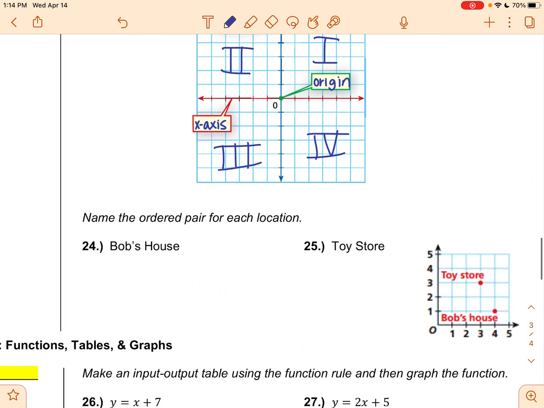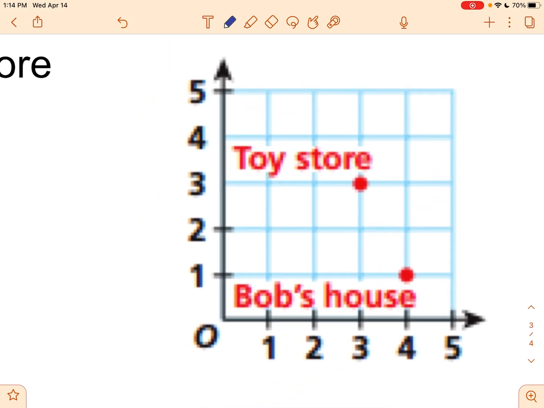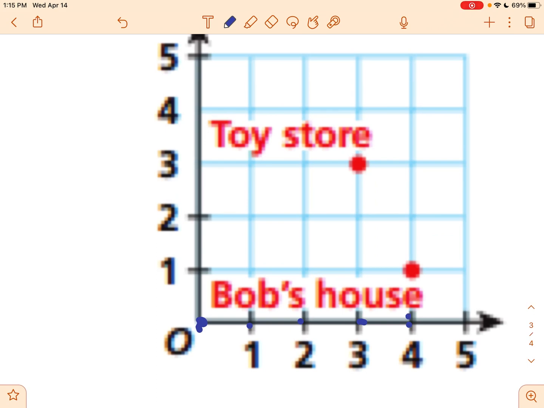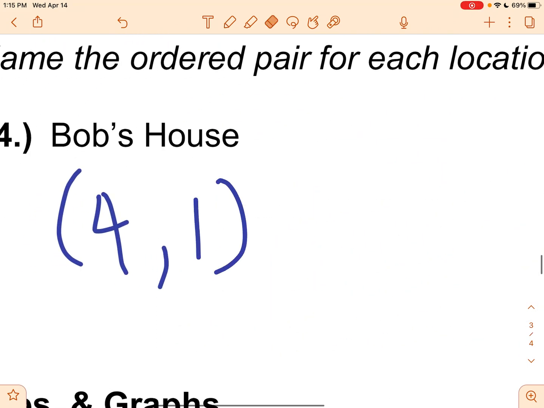Fabulous. Now we need to name the ordered pairs for each location for number 24. So Bob's house, we need to figure out what the coordinates are. Whoops, trying to zoom in, there we go. All right, so we need to start at 0, 0. How many over are we getting to go to Bob's house? 4, that's our x value. How many up are we going to get to Bob's house? Right, we're going up 1. So 4, 1 is your answer.